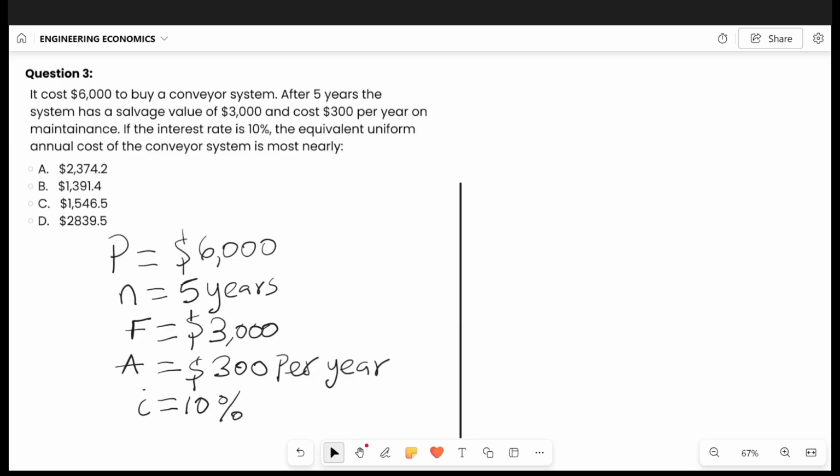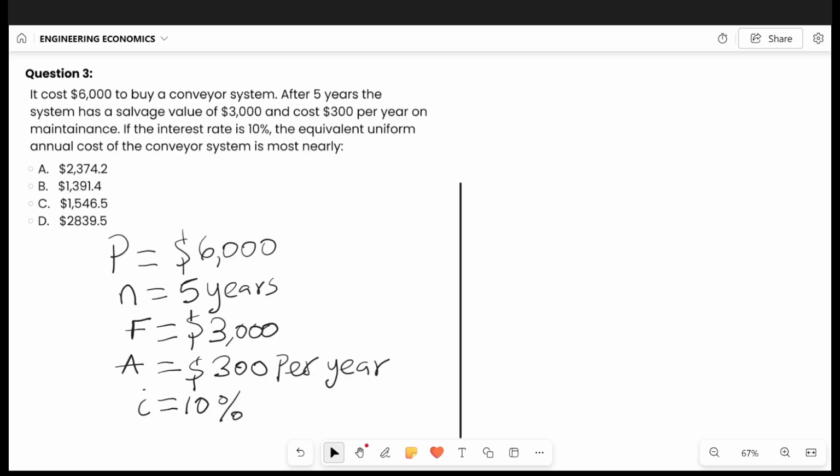But first, we need to decide what sign convention we are using. Whatever convention you choose, you must stick to it. I'm choosing to use costs as positive and benefits as negative in this question. Now, remember that the question is asking you for the equivalent uniform annual cost. This means that every value would need to be converted to annual costs before you can integrate them.